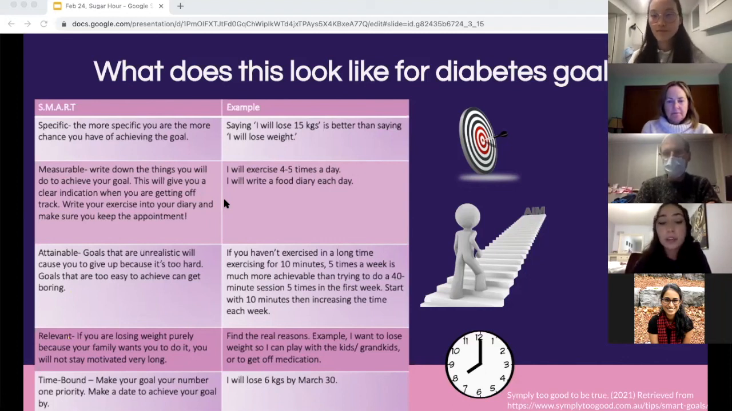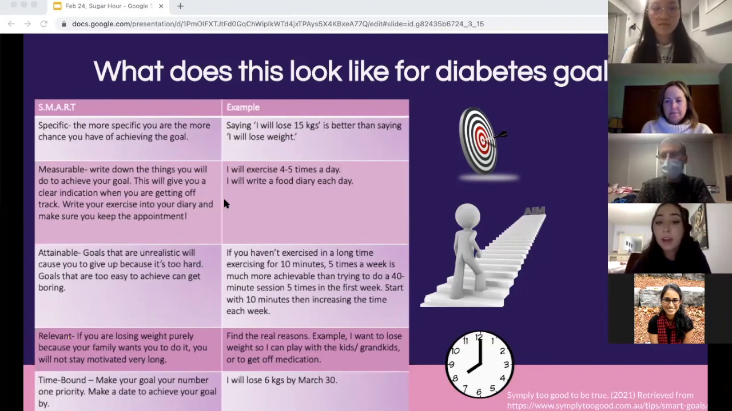So it should be because you want to do this for yourself, and it should align with your values. So find your real reason. For example, I want to lose weight because I want to be off certain medications, or I want to lose weight because I want to be able to be more active with my children. Find things that mean something to you. Why do you want this?